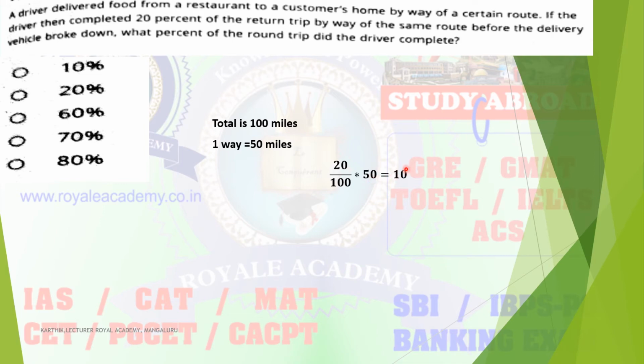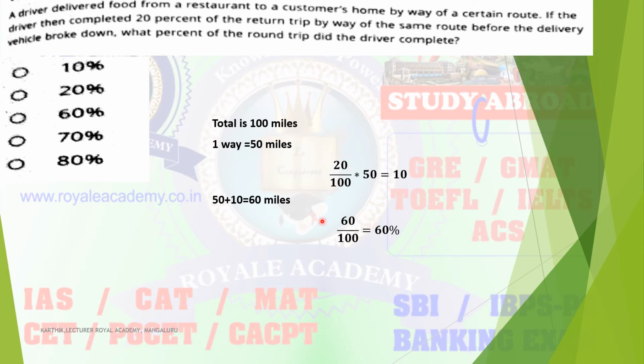10 miles. He traveled just 10 miles. Okay, so how much percentage he traveled? Then 50 miles he already traveled one way. On the return trip only 20% is nothing but 10 miles. So 50 plus 10 is how much? 60 miles he traveled. So 60, then find out the percentage, how much he traveled in that vehicle.